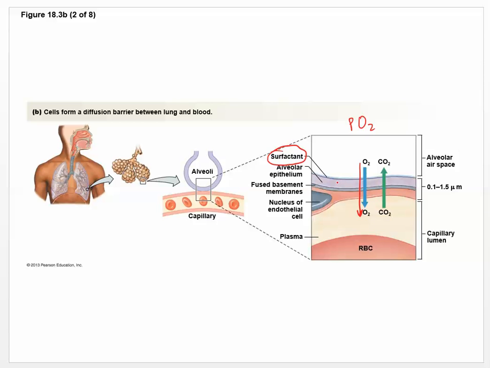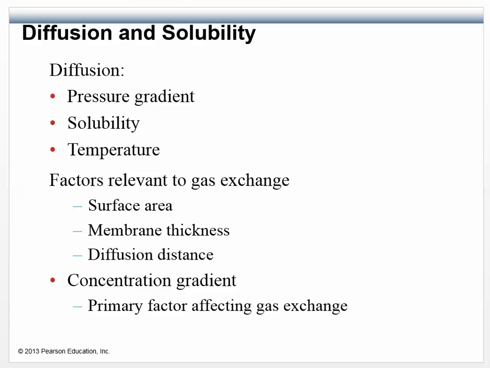We've got the epithelial tissue that's around the alveoli, and then the epithelial tissue that's around the capillary itself. We want to keep that as small as possible so these gases can move. In fact, when we talk about diffusion and solubility, diffusion goes down a pressure gradient. In the case of gases, it goes down a pressure gradient. We called this a concentration gradient when we were talking about solutes, and now that we're talking about gases, we say it's a pressure gradient. Another thing that matters is solubility.